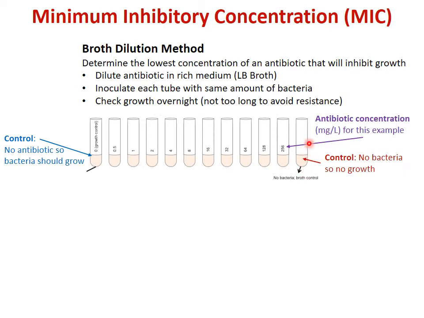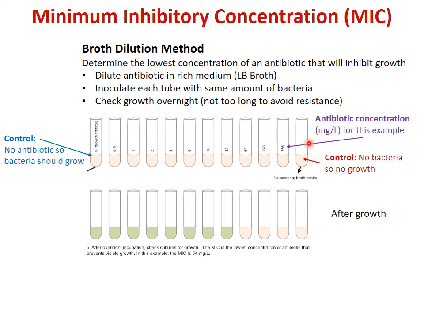And then we incubate them overnight. We give an opportunity for them to grow. And what we see is the tubes lined up here. Wherever we see green in this example indicates that there's been bacterial growth. And what we do is we look for the minimum concentration that inhibited growth. So they grew up to 32 milligrams per liter. And then when there was 64 milligrams per liter, that inhibited the growth. This is the minimum inhibitory concentration, 64 milligrams per liter.